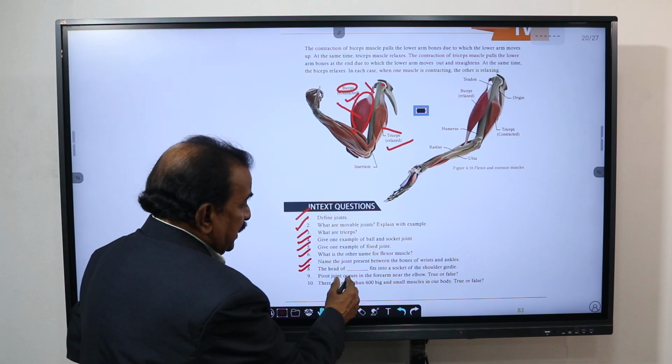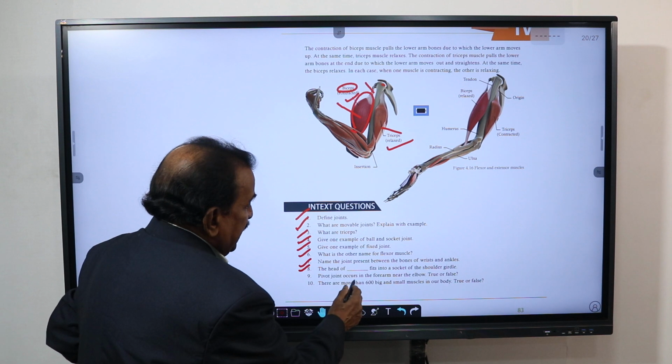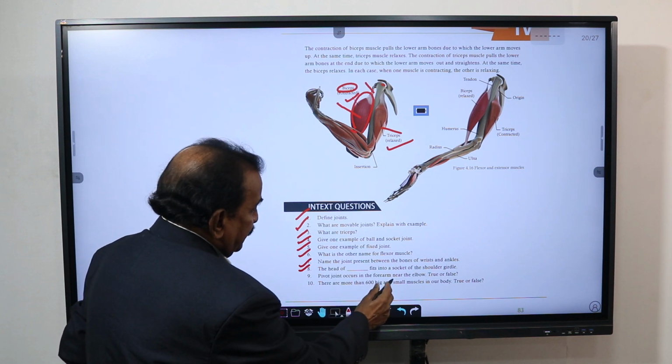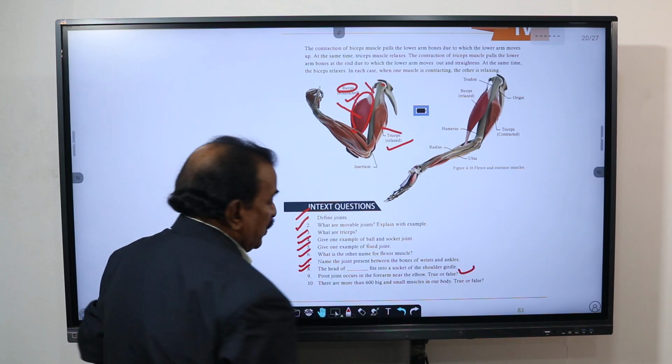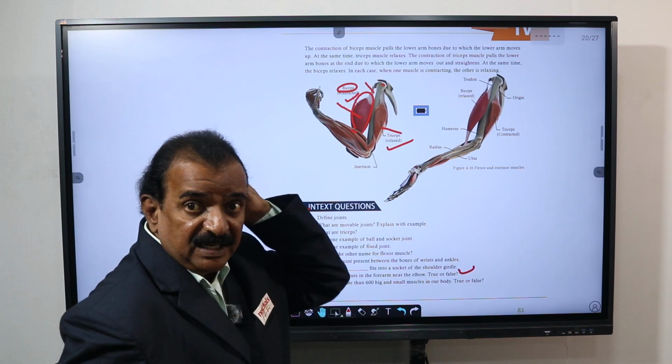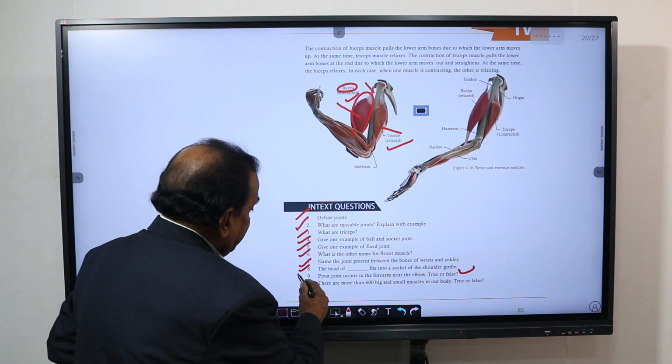Here you can see the head of the humerus. Pivot joint occurs in the forearm near the elbow. True or false? False. The pivot joint is present where the skull sits on the neck region.